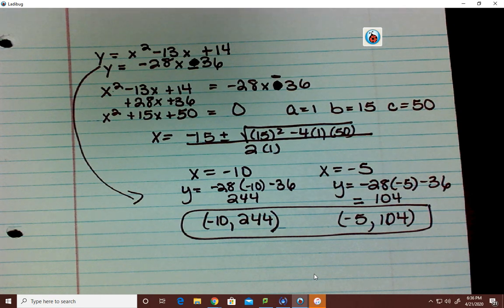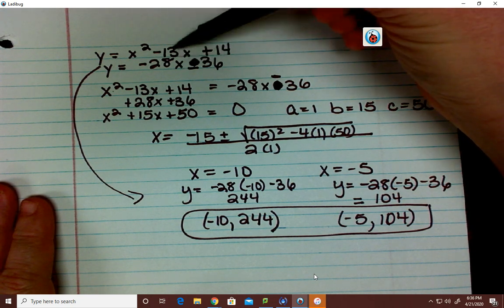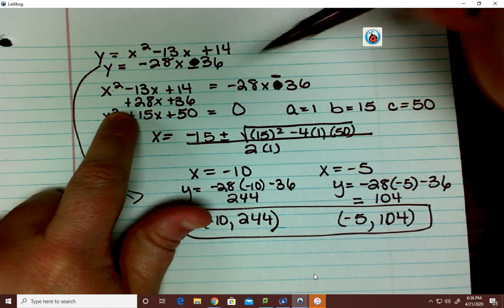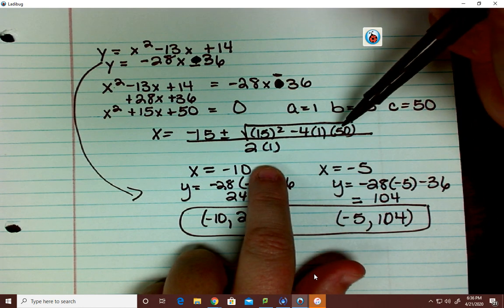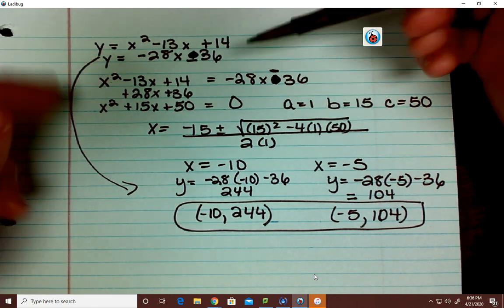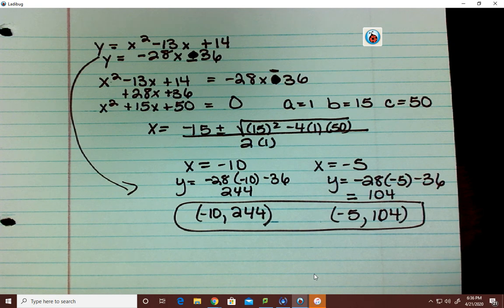So same process every time. Take these two things, set them equal. Move what's over here to here, make it equal 0. Find your A, B, and C, do quadratic formula. Get those answers, plug back in. So I know it's a few steps, so I'm not going to give you very many today.